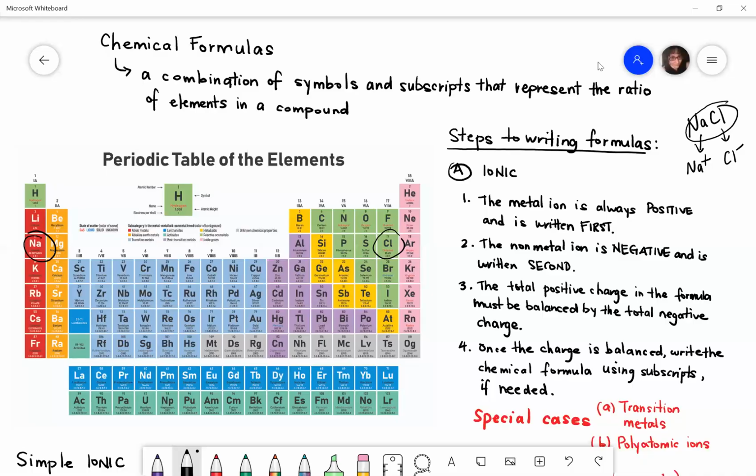Now, when you are writing formulas and when you are naming, remember that we are looking at ionic versus covalent compounds. And then we can put these into reactions. We can then talk about the types of reactions and write down the equations and balance, so we know what's happening and how many of each thing we have on the left and the right-hand side of the equation. So take a look at these steps that I've written for you, and then we're going to do some examples with naming and writing.